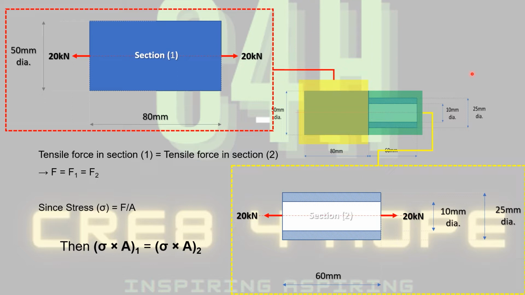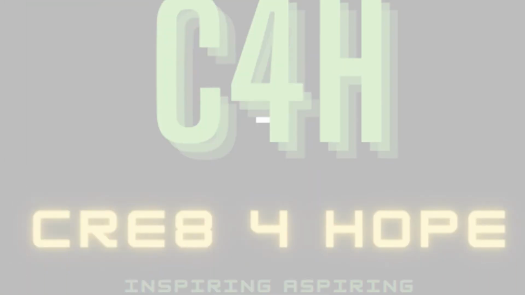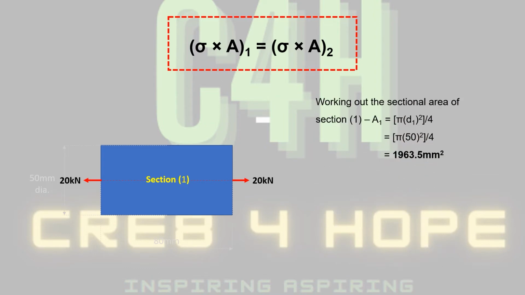So since F1 is equal to F2, and from the fundamental stress equation, if we make F the subject, that would be sigma times A, then sigma times A for section 1 will be equal to sigma times A for section 2. Using this relationship, we can work out the area in one component, the area in the second section, and the stress in one section. For the unknown stress, we can just make that the subject of the equation to solve for the stress in either section 1 or section 2.